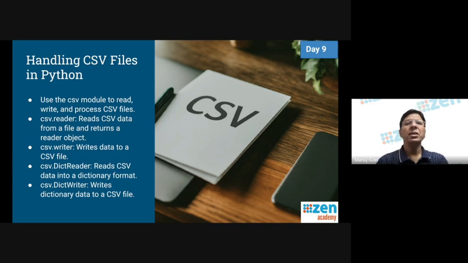If you have dictionary format data, then you can simply use csv.DictReader, which reads CSV data into dictionary format. So it reads the data and stores it in the dictionary format. And the same way, csv.DictWriter writes the dictionary data to a CSV file. That is also possible over here.